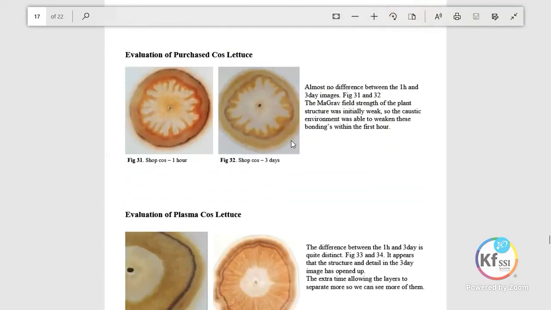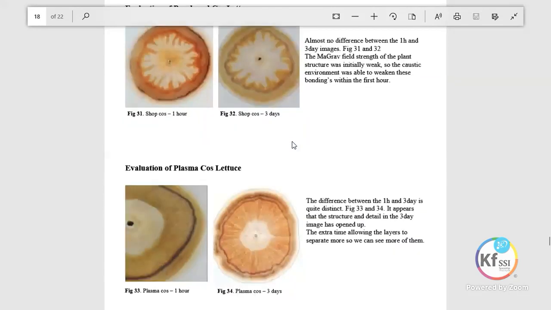When I look at the evaluation of the shop COS lettuce, the one on the left is the 1 hour, and the one on the right is 3 days. So to me, they're almost the same. Very little difference between the 1 hour and 3 day, which tells me that the maggraph field strength of the plant structure was initially weak. So that caustic environment was able to weaken those bondings in that first hour, because there's very little change after the 3 day effect.